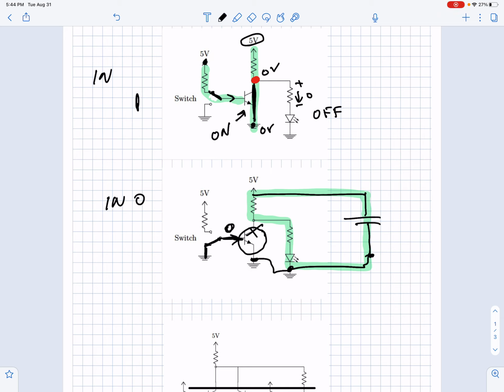All right, so if we simplified that, we can get rid of this loop. The loop is really there, but we have a shorthand notation for representing the loop. Okay, the current goes in this direction. All right, so this would be the diagram I'd want for the second input combination.